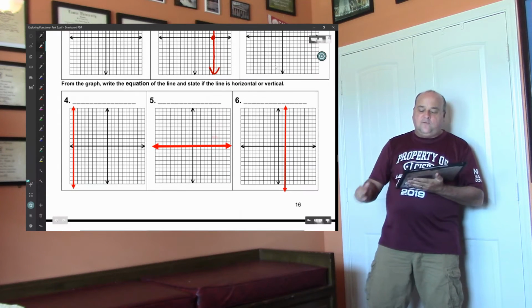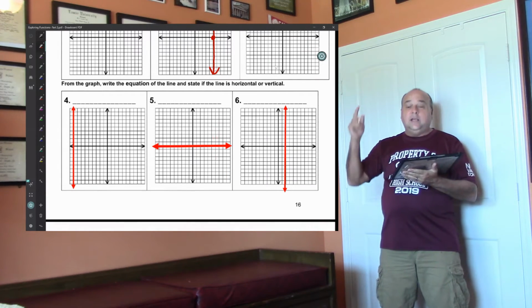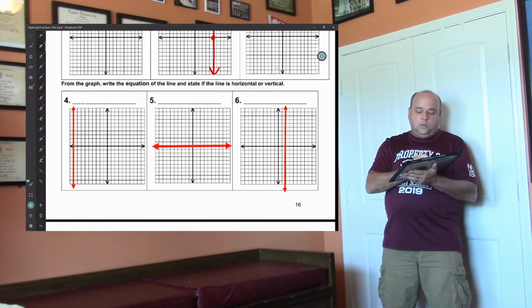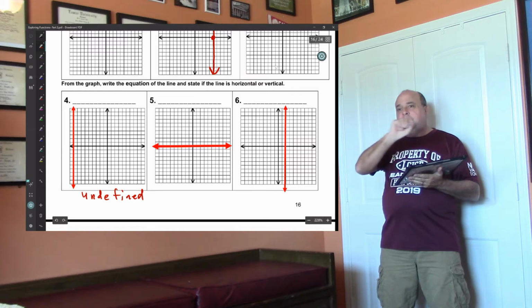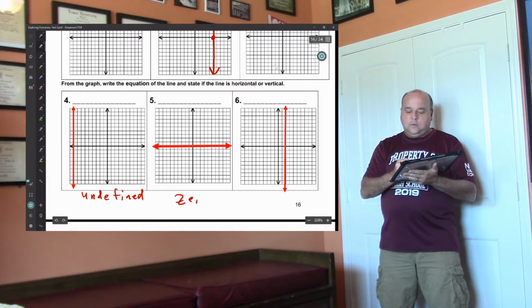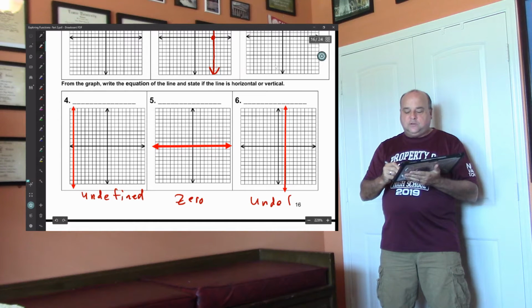Now then, let's go to number 4. I'm not going to do all these for you. Let's write down the slopes. This slope would be undefined. What would the next slope be? It's flat, it's 0. The next one, it goes up and down, it's undefined. Make sure you know those slopes.